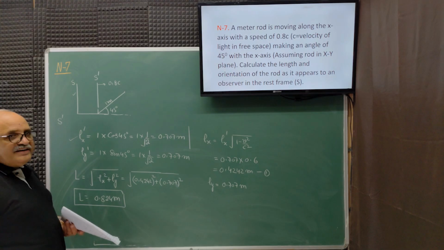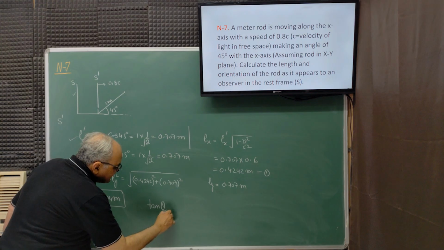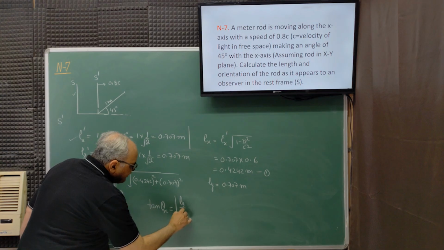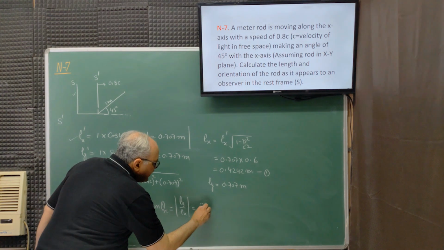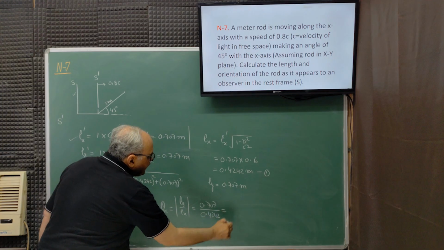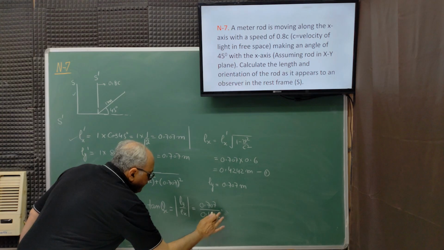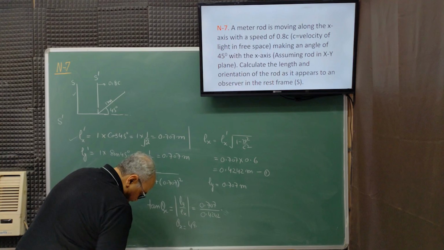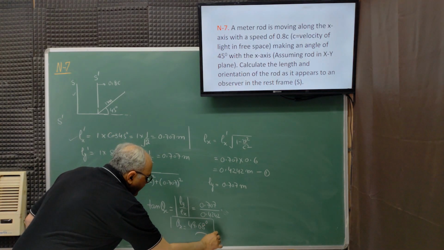But now we have to get the orientation also. If we say that the angle with the x-axis is theta x, this is going to be Ly divided by Lx, and Ly, as we just worked out, is 0.707 and Lx is 0.4242. That will give you the value for theta x as 49.68 degrees.